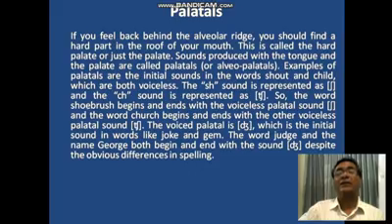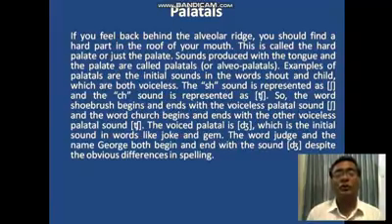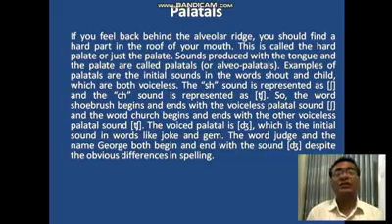You can see that after t there is a long type of sign. So the word shoe brush begins and ends with the voiceless palatal sound sh. And the word church begins and ends with the other voiceless palatal sound, ch. Starting with ch and ending with ch, church.